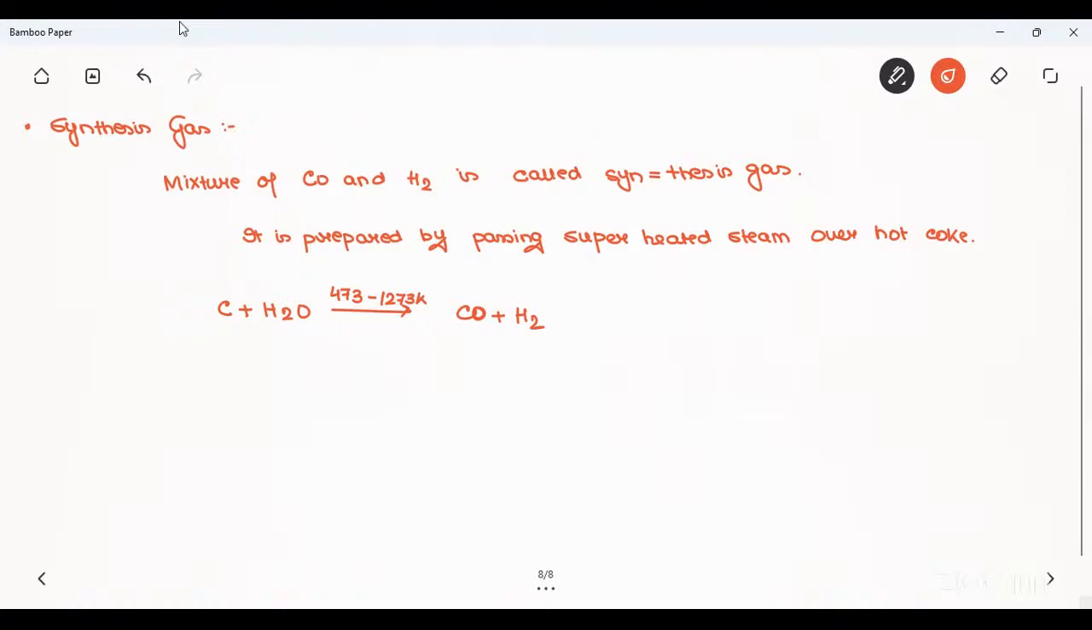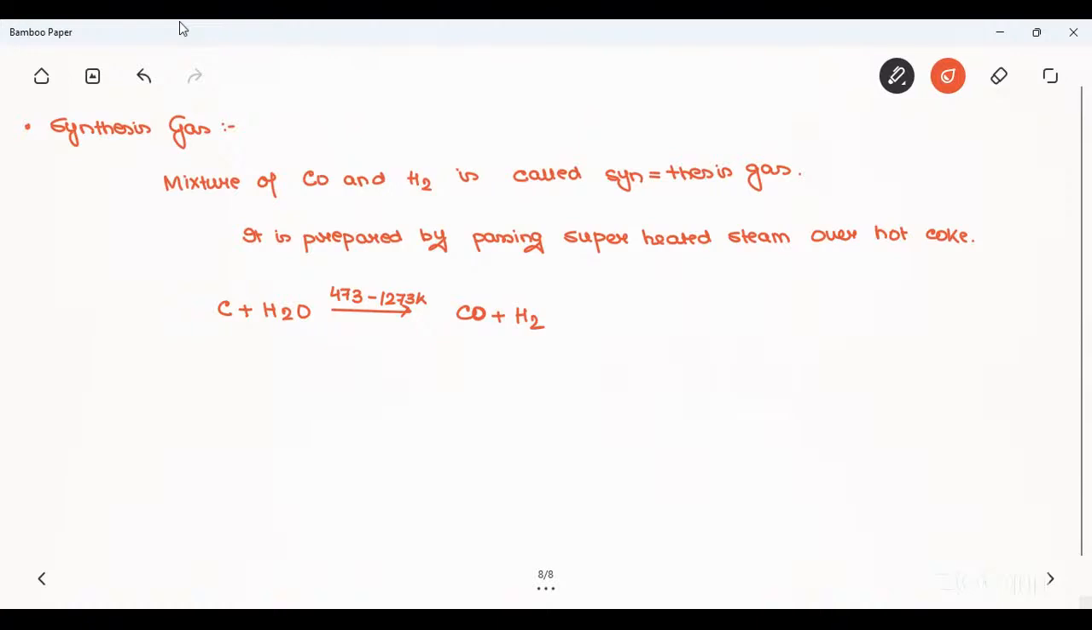Next question was again the borax bead test. We have already done the borax bead test before, so I'm not writing it again. If you want to revise, just go to the previous pages and write the borax bead test.